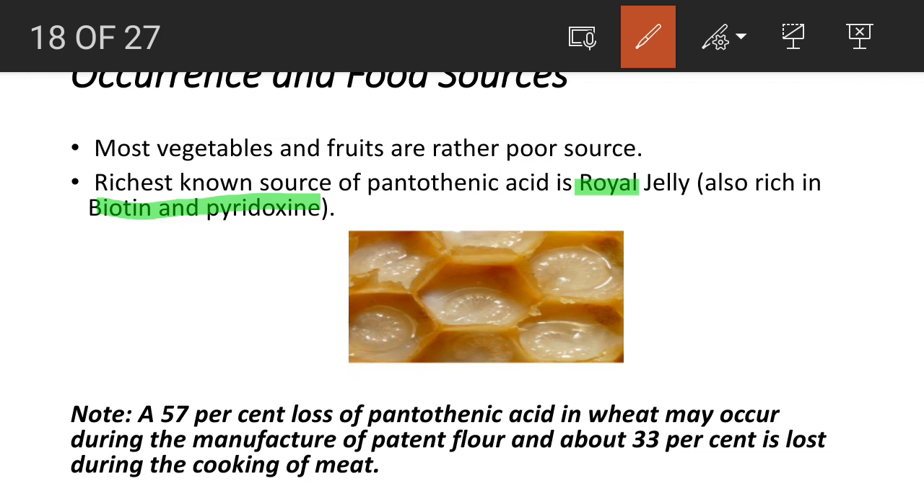It needs to be noted that 57% loss of pantothenic acid in wheat may occur during the manufacture of patent flour, and about 33% is lost during the cooking of meat. So when certain meat is cooked, there is loss of this vitamin. Also, most of the vitamins, for example vitamin C, lose their activity when heated. So they are thermolabile. Most of the vitamins are thermolabile.